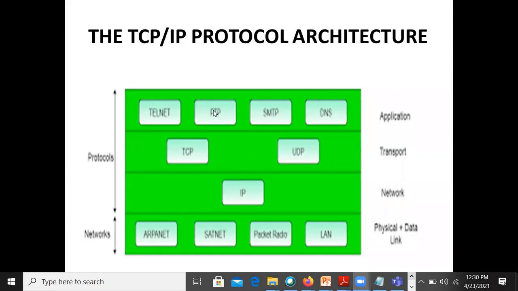Now you can see there are some names in the boxes like telnet, FTP, SMTP, CNS. So what are these? These are said to be the protocols, the rules. In the application layer, there will be some rules. If you want to transmit a mail, you require a mail transmission application. If you want to transmit a file, you require some file transmission application. If you want to communicate remotely with another system, you require some remote operating application. So for each application, there will be different protocols, different rules.